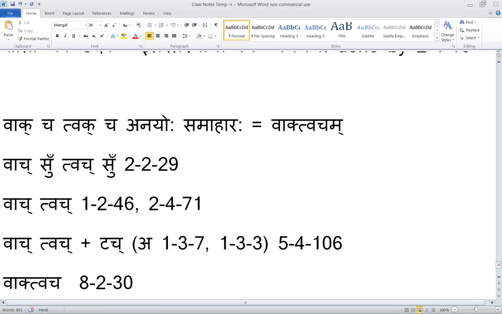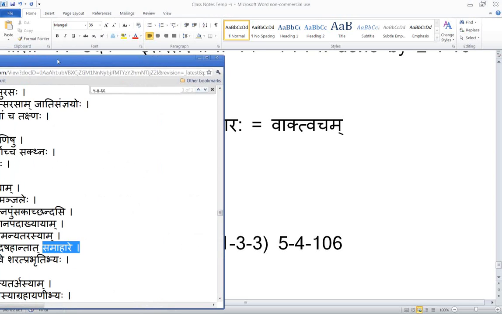I'm reading part of the vritti: nanu ca samahare'pi dvandvach udashahanta iti tach samasantah syat. Samasantah videhe anityatvat na bhavishyati. Okay, so basically what they're saying is that vriddhir adaich, if you take adaich as a samaharaha, then we should have applied the sutram 5.4.106. Dhanvachudashahantat should become vriddhiradaicham, correct?